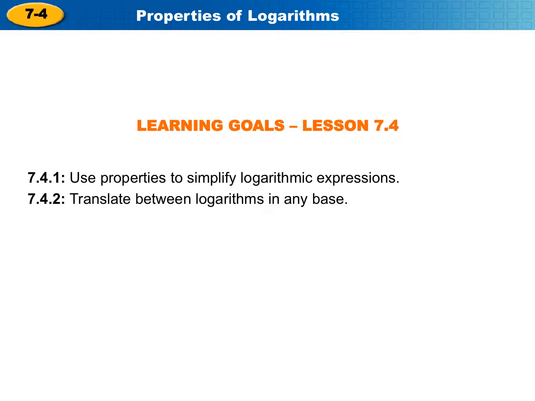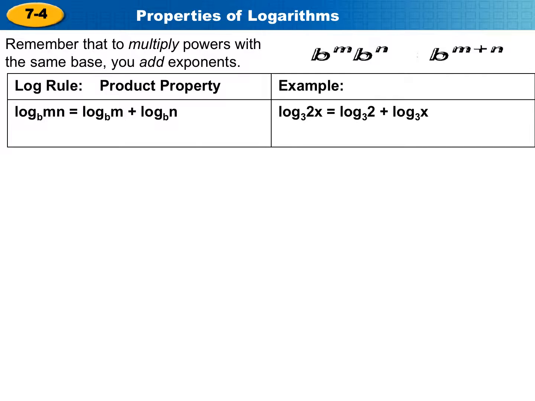Chapter 7, Section 4, we're going to be talking about properties of logarithms. With a lot of these, the better you understand exponent rules, the better you'll be able to understand how to simplify these. Remember that when you multiply like bases, you add the exponents. So here we're multiplying base b times base m, and when we do that we add the exponents. That's where the first log rule comes from.